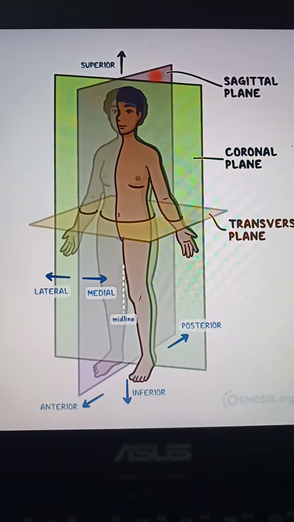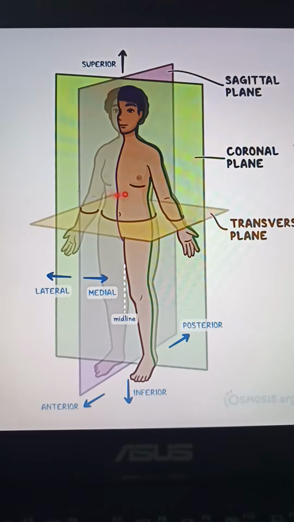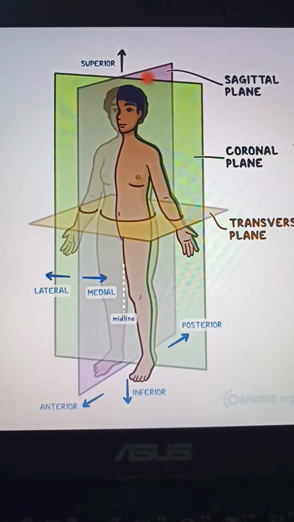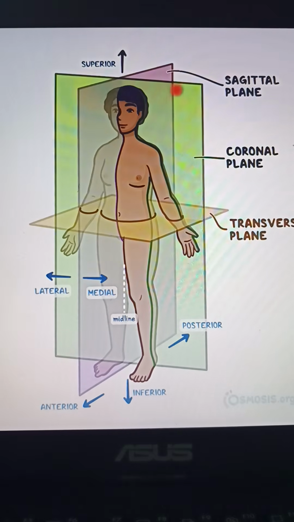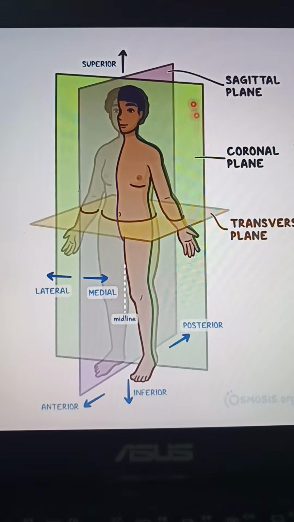You can make out this. This is a sagittal plane. The body is cut into right and left, equal halves. Second is the coronal plane, where the body is cut into equal front and back, or anterior and posterior. So that is the coronal plane.